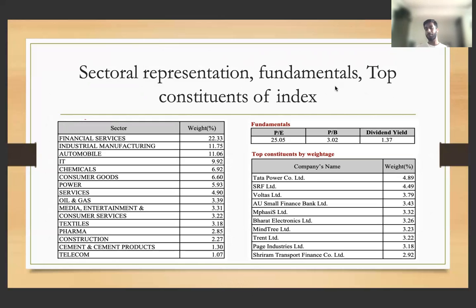So the index is highly dependent on the manufacturing industry rather than the service industry. Fundamentals: the price to earnings ratio is 25, which is justified. Price to book ratio is 3. Top constituents are Tata Power 4%, SRF 4%, Voltas 3%, AU Small Finance Bank, Bharat Electronics 3%. So as you can make out, financial services and industrial manufacturing are dominant in this index.